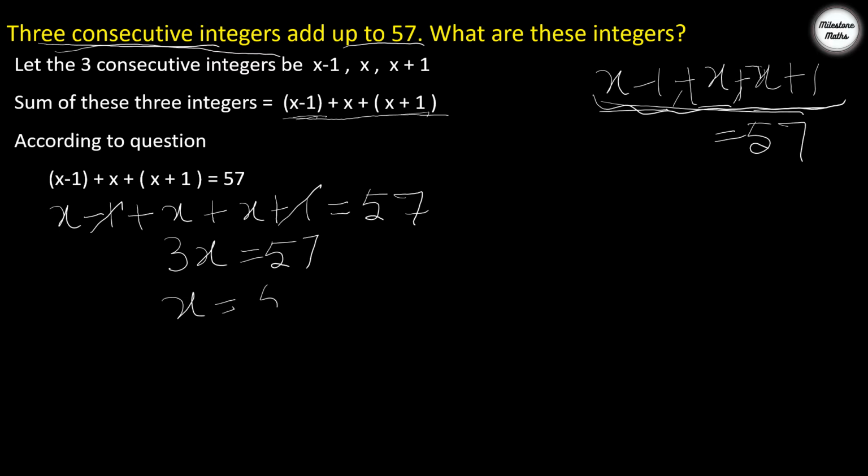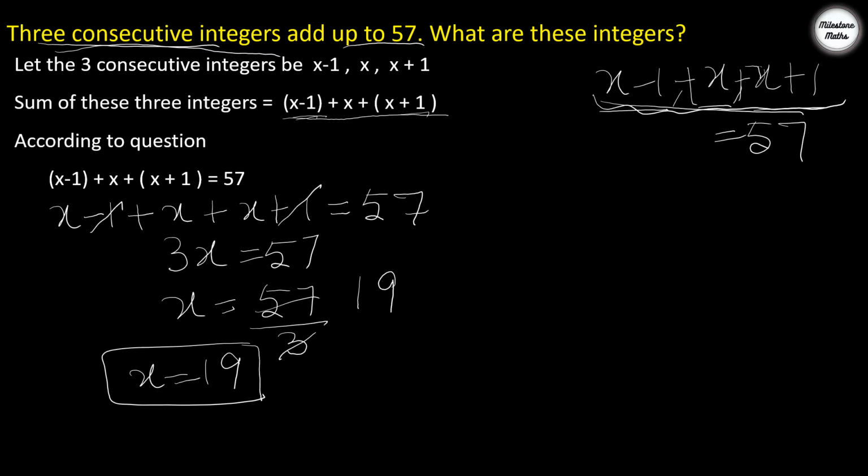Then we will find the value of x. This 3 is being multiplied, so on the other side it will be divided. Now if you reduce it, 3 ones are 3, 3 nines are 27. So we have got x equals 19. Right, so we have got our one integer x, that is 19. The other integer x minus 1 will be 19 minus 1, that is 18, and x plus 1 will be 19 plus 1, that is 20. So the three consecutive integers are 18, 19 and 20.